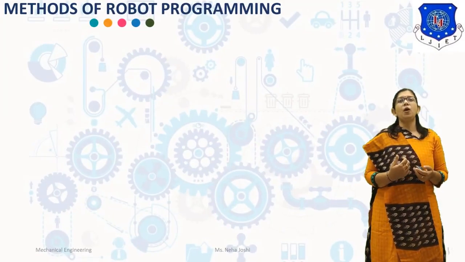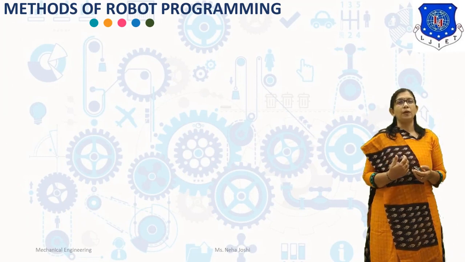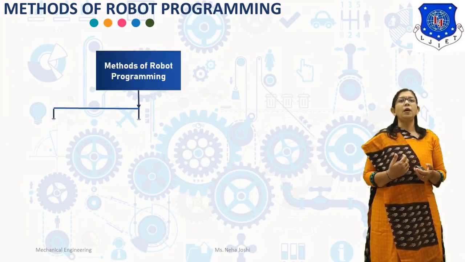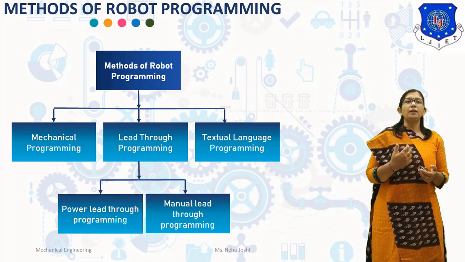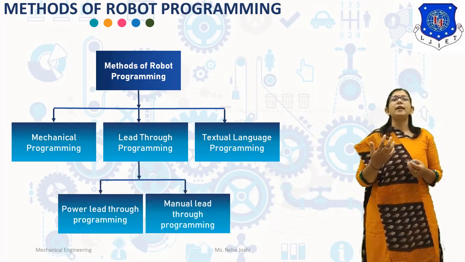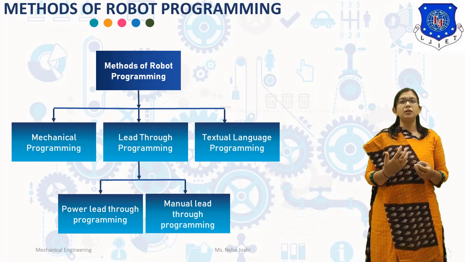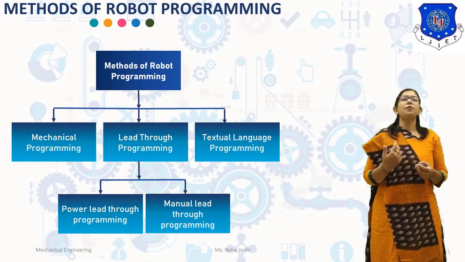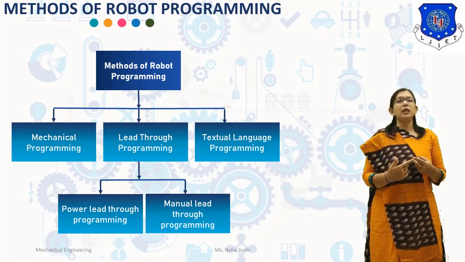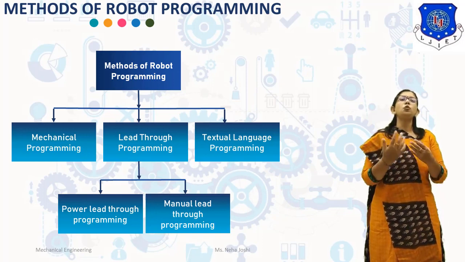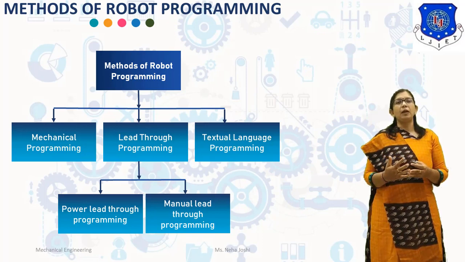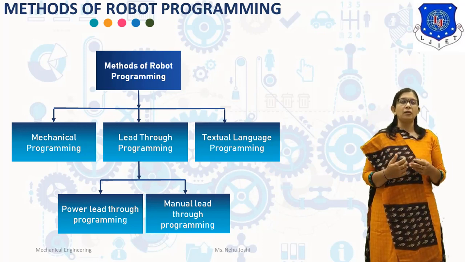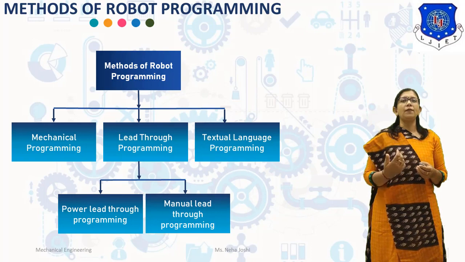Now we will discuss about the methods of robot programming. Now what is a robot programming method? Robot programming method is a set of instructions for setting the path of the manipulator in a space, for controlling the movement of the end effector, and for receiving the signal from the sensors. Now there are three methods of robot programming. First one is mechanical programming. Second one is lead-through programming, which is further divided into two parts: power lead-through programming method and manual lead-through programming method. And third one is textual language programming.